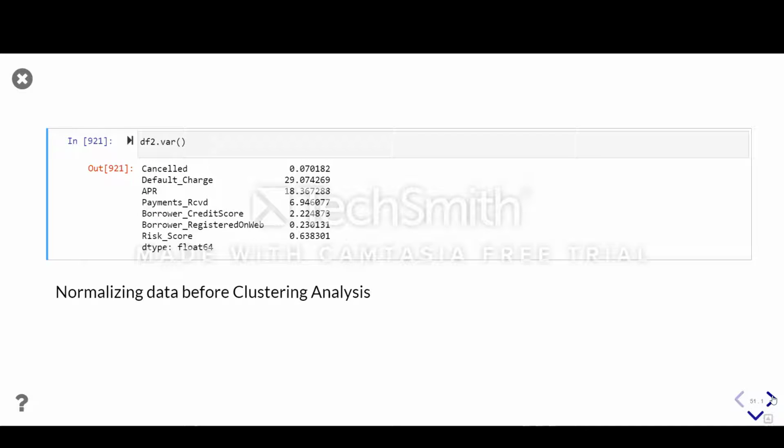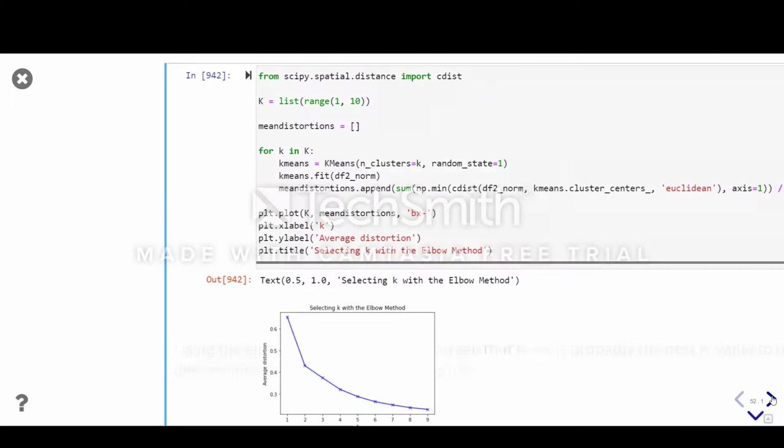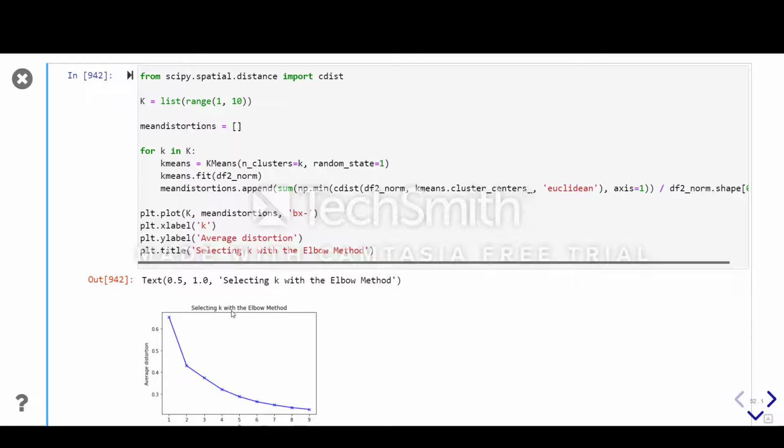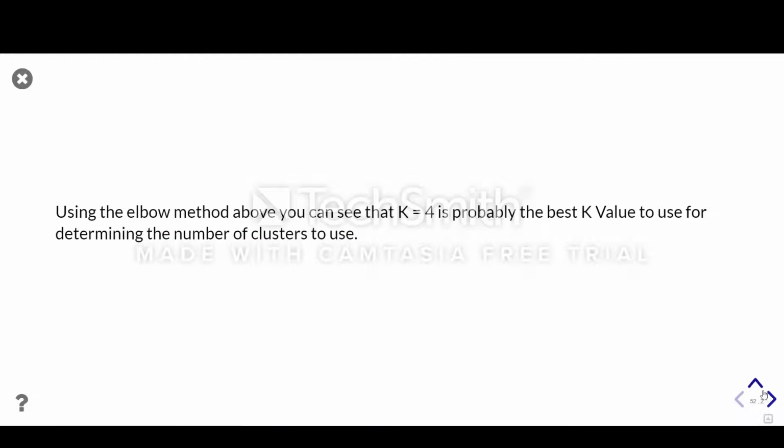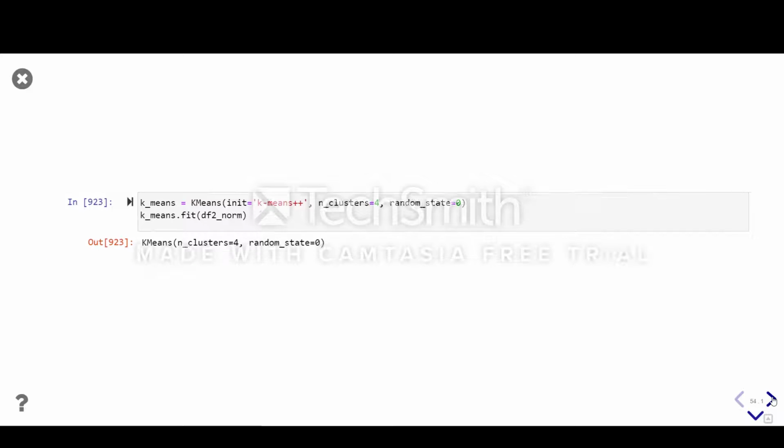And then clustering, this was my favorite by far. For clustering, we had to normalize all of our variables to begin with, which you can see here. And I used the elbow method to select my K value to decide how many clusters I wanted to use. I ended up getting 4 as my K value. Here's me creating my clusters.